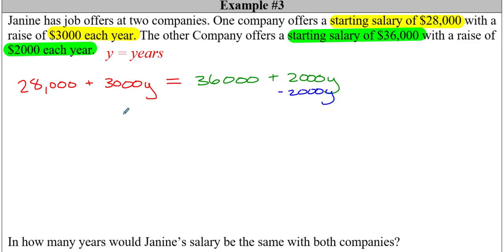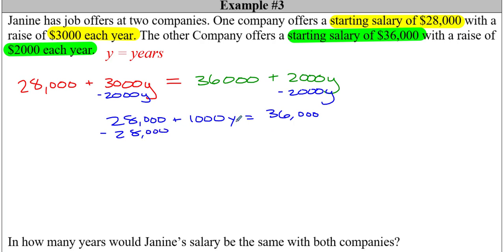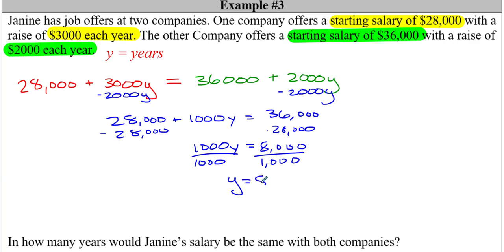So I'm going to subtract this 2,000y from both sides. That's going to give me 28,000 plus 1,000y is equal to 36,000. Okay, then we subtract the 28,000 from both sides. And we get 1,000y is equal to 8,000. We're going to divide both sides by 1,000. And we're going to get y is equal to 8.